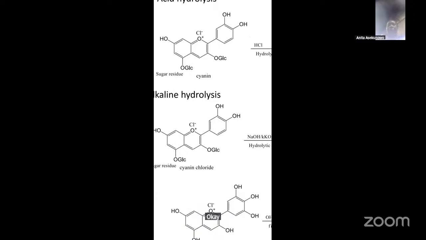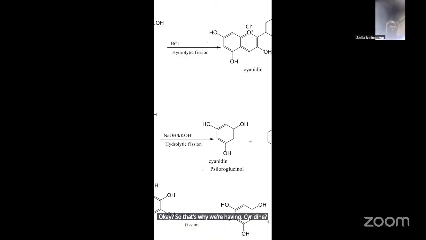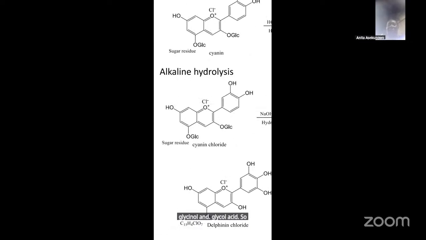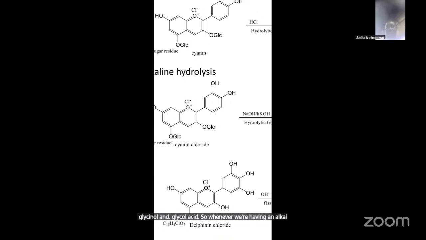Okay, so that's why we are having cyanidine, phloroglucinol, and glycol acid. So whenever we are having alkaline hydrolysis, we are going to have two products, because there must be a cleavage of the bond. So the product depends on what anthocyanin you're using.